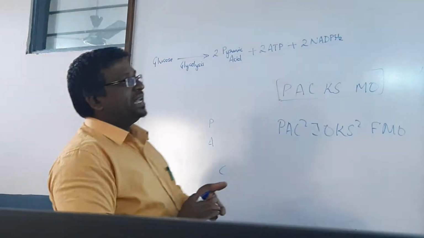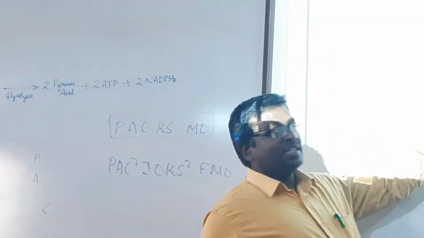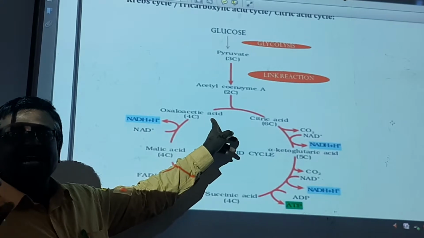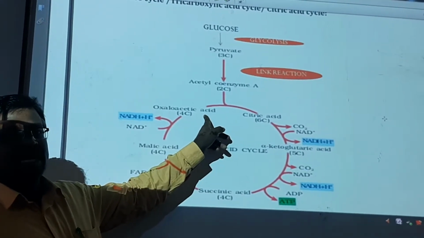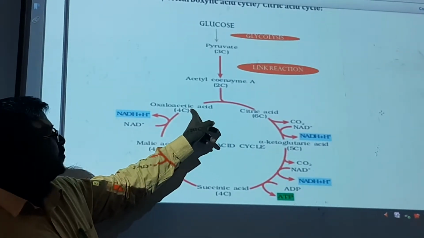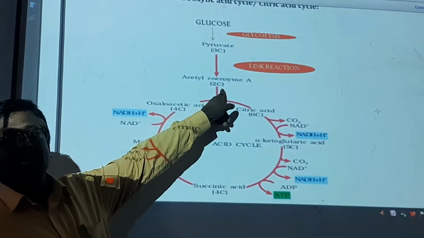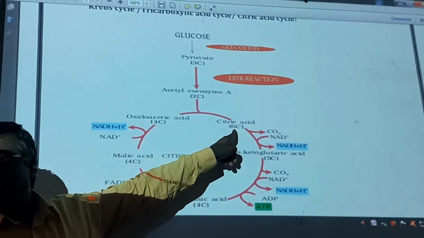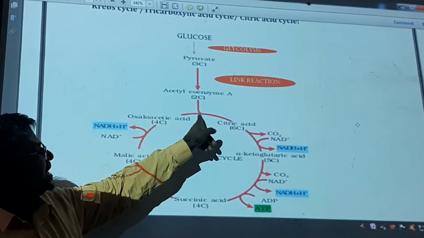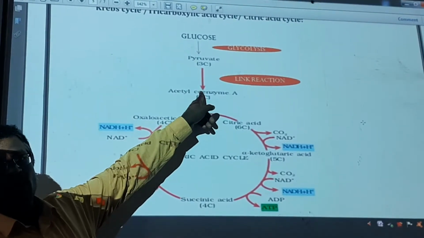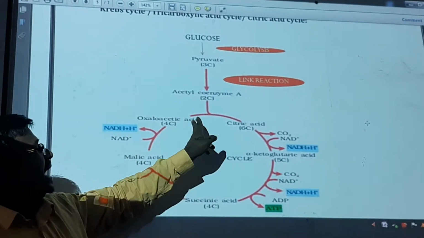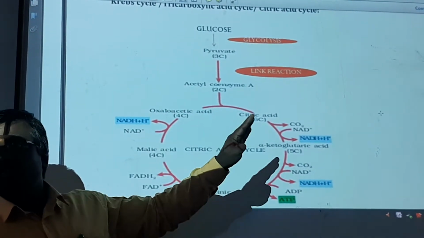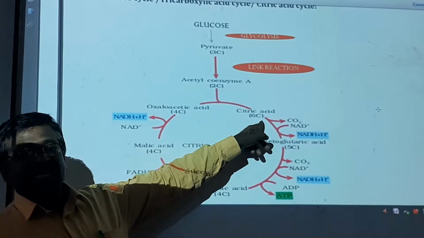See, acetyl coenzyme A combines with the oxaloacetic acid from the previous reactions. Oxaloacetic acid is 4 carbon, and acetyl coenzyme A is 2 carbon. 4 carbon plus 2 carbon is 6 carbon, so they form citric acid, which is 6 carbon. There are 2 reactants: acetyl coenzyme A, which is 2 carbon, and oxaloacetic acid, which is 4 carbon. 4 plus 2, they form 6 carbon citric acid.